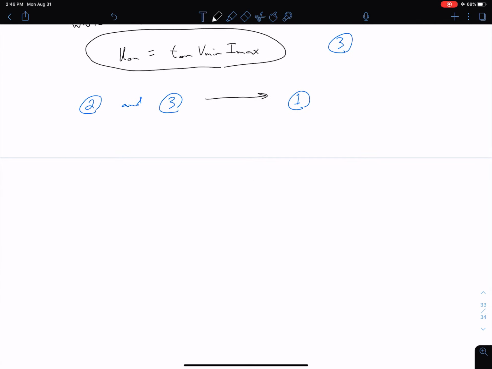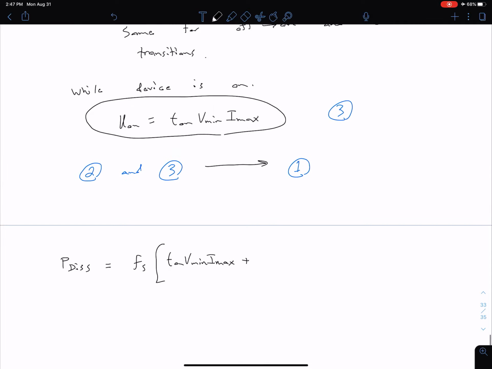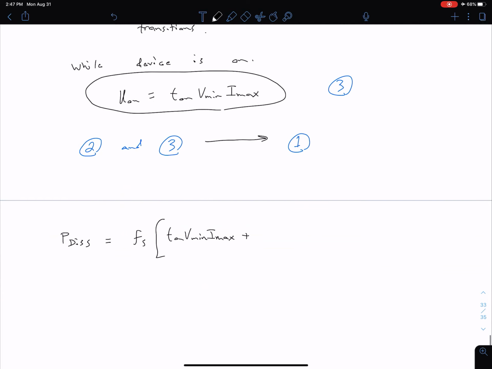So now we have that our power dissipated is equal to our Fs times Ton Vmin Imax, so that was for our Uon, that's from equation 3 right there that we can still kind of see. And then we're going to have our two equations, one for switching on, one for switching off. We're still assuming that they're on, but I'm going to write them as two separate times, just so we can see clearly.